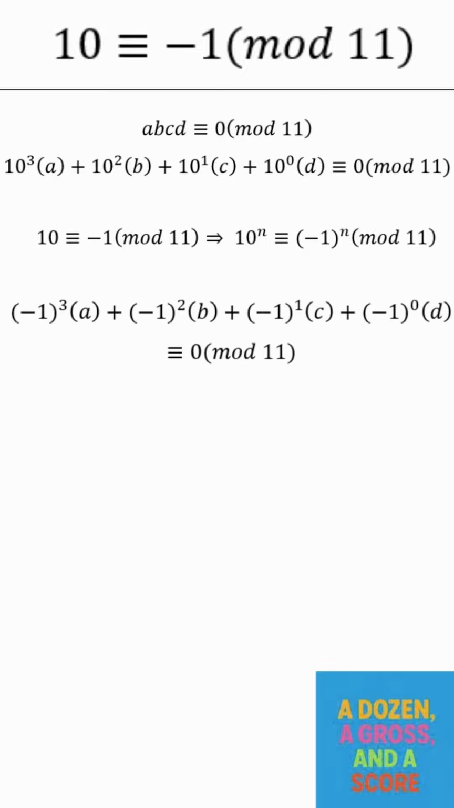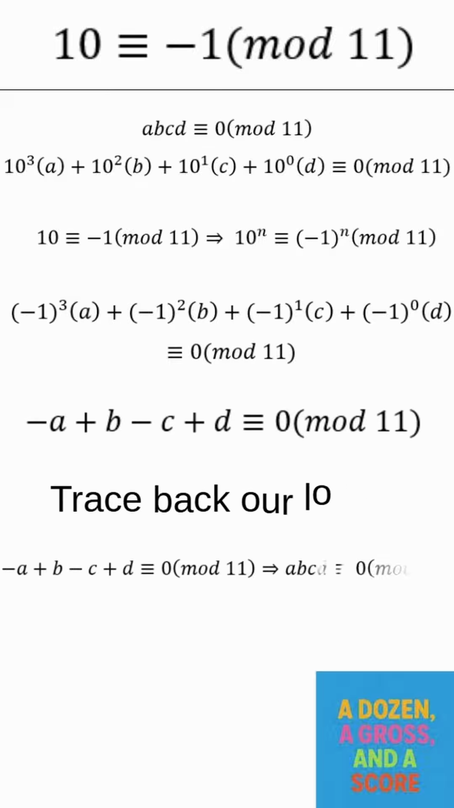So we see that if the number is divisible by 11, then the alternating sum of digits is also. Again, we can trace back our logic to prove that the converse is also true.